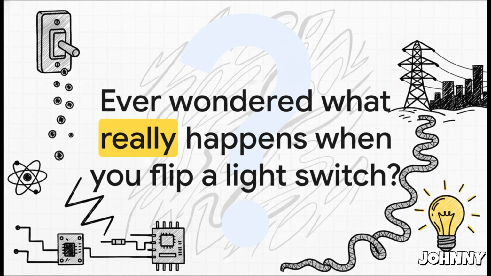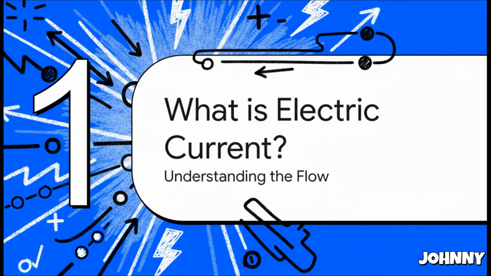your fingertips. To get our heads around this, we first need to figure out what is actually moving through those wires in your walls. And it all boils down to three core ideas: charge, current, and voltage.